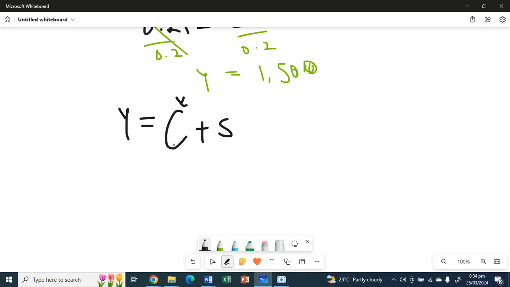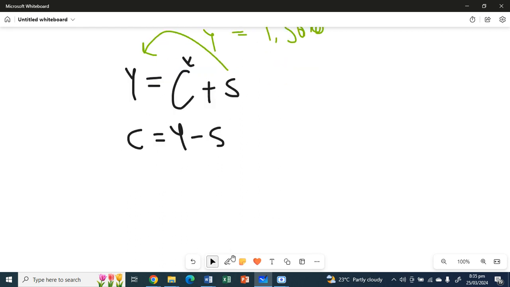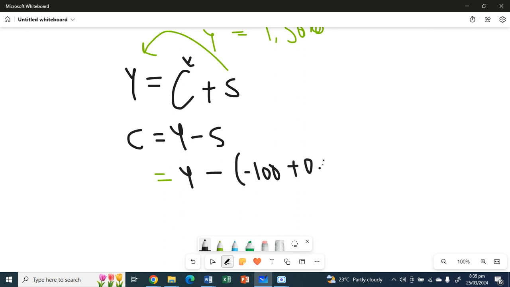So we want to find C, which is the consumption function here. First of all, we make C the subject of the formula. So C is equal to Y minus S. We have taken this S over this side. And then we have Y minus, so we now substitute S with our savings function, which was negative 100 plus 0.2Y.